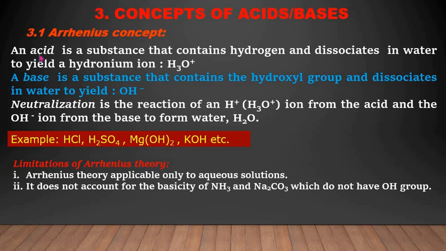As per the Arrhenius concept, an acid is a substance which mainly consists of hydrogen, and whenever it is dissolved in water, it dissociates into the hydronium ion, which we also consider as the H+ ion. A base is a substance which mainly consists of a hydroxyl group, that is the OH group, and dissociates in water to yield the OH- ion. So an acid contains H and dissociates as H3O+, and a base contains OH and dissociates as the OH- ion.